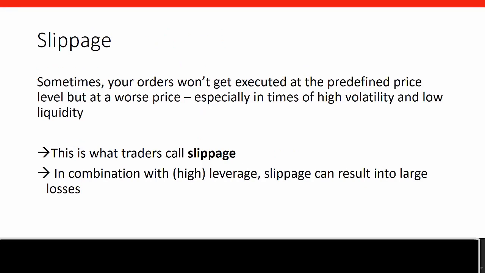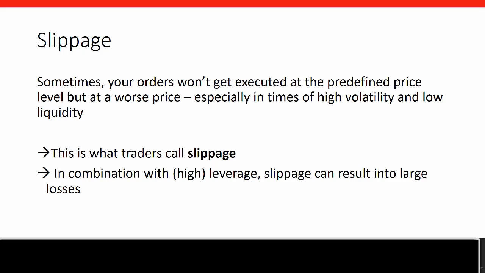Then finally, something very important, and it's called slippage. This is a term for when your orders won't get executed right away or at the price level that you wanted, but at a worse price. And this means that if volatility is high, maybe there was a very big news item, a big event somewhere around the world which caused a lot of movements in the Forex market, the price moves very fast and very strong in one direction.